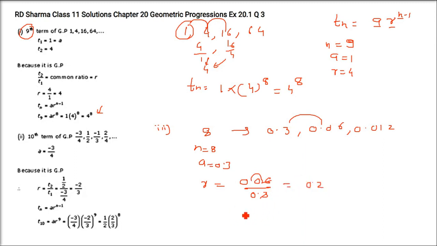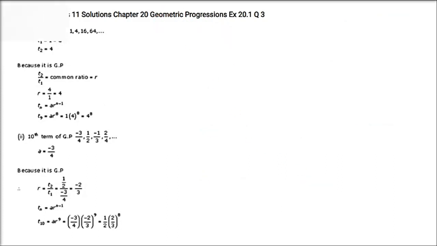Now when we need to find out, what are we going to do? We'll use this formula: A R to the power n minus 1, with A 0.3 and R 0.2, so 0.2 to the power 8 minus 1, 7. So this you can evaluate. If you have any trouble, just assume 0.3 to be 3 by 10 and 0.2 to be 2 by 10. Then you can easily solve it.